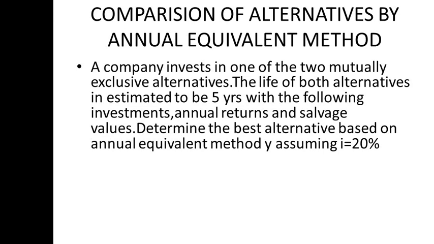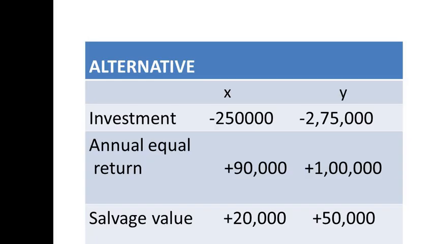With the following investment, annual return, and salvage value. Every year we are getting some return from the product. Salvage value means I pay a certain amount of money for the equipment, and at the end I will get certain money in my bank. That's salvage. Determine the best alternative based on the annual equivalent method by assuming i is equal to 20%.